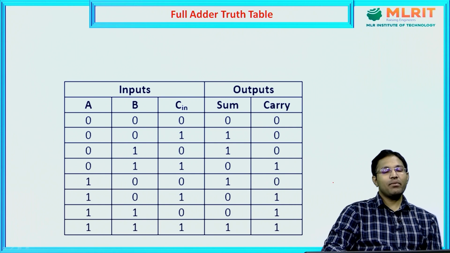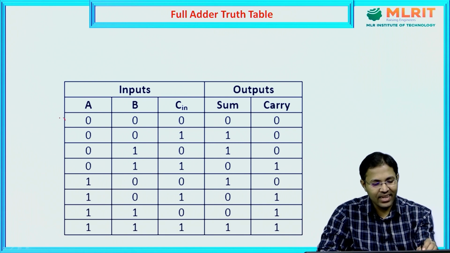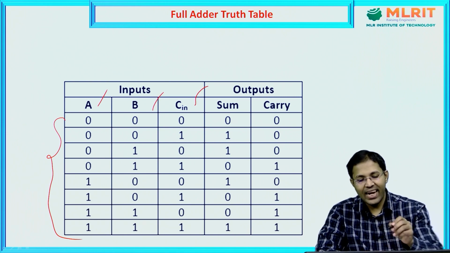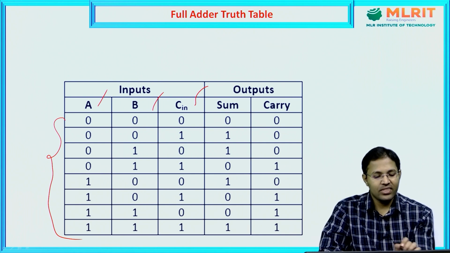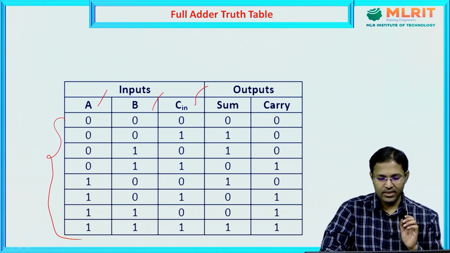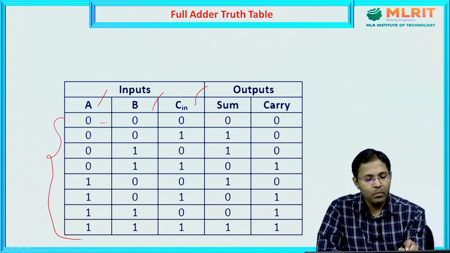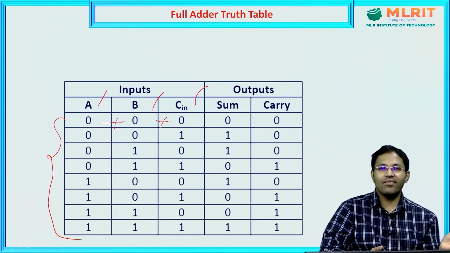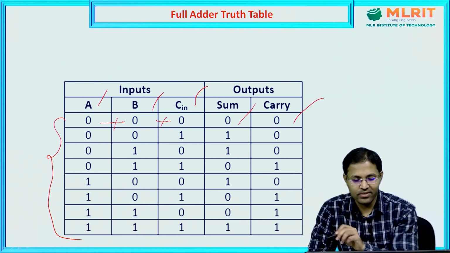Now for 3 bits, the possible combinations, you will get 2 power 3, which is 8. So these are the total 8 possible combinations which A, B and C in can take: 0 0 0, 0 0 1, 0 1 0, 0 1 1, 1 0 0, 1 0 1, 1 1 0, 1 1 1. 8 combinations. Now what we need to do here, same process as in previous case, 0 plus 0 plus 0, you know very well, sum is 0, we are not getting any carry, because result is also 0, carry is also 0.